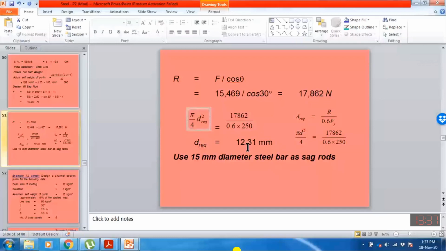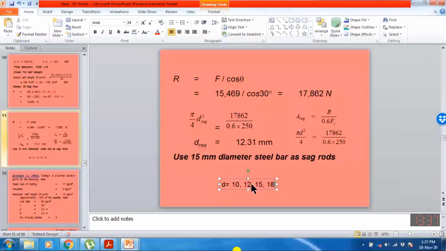What will be the upper side? Actually, diameters are always available in following sizes. So diameter in the markets, they are available in following order: 10, 12, 15, 18, 20, 22, and 25 and so on.